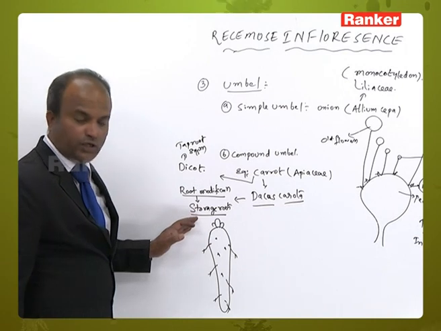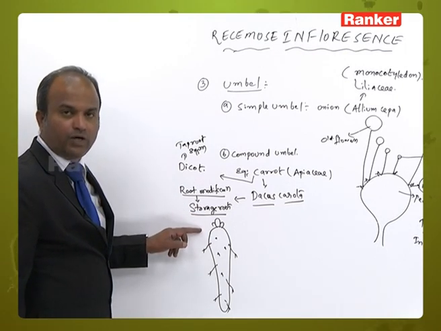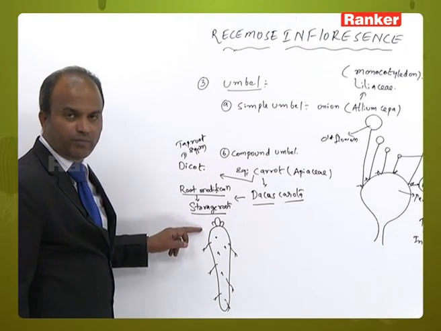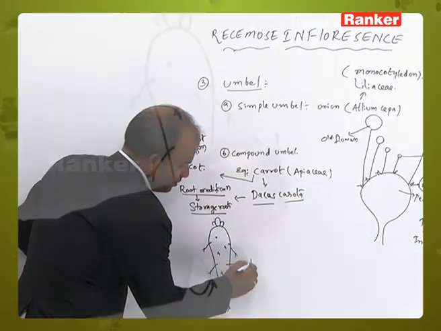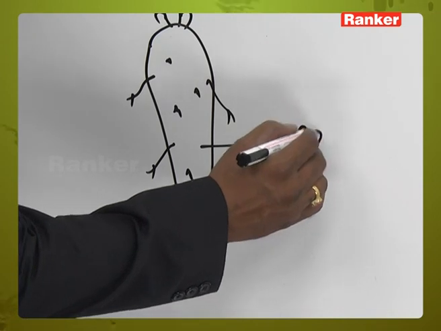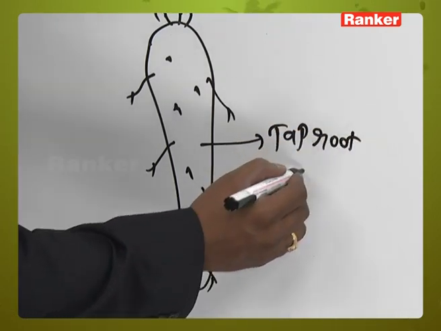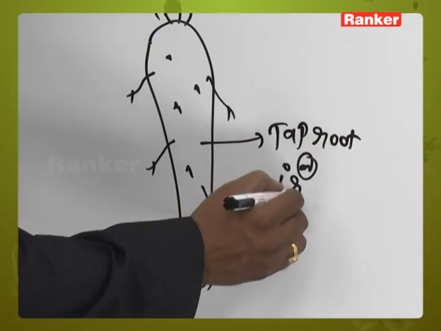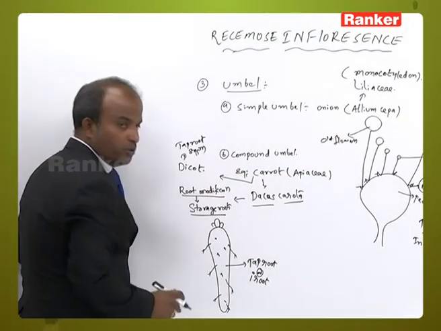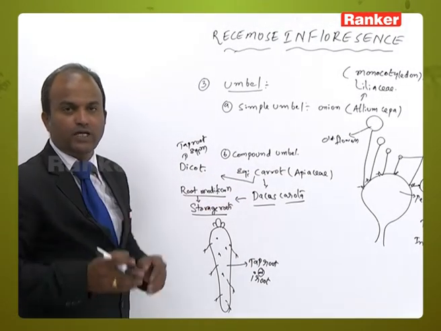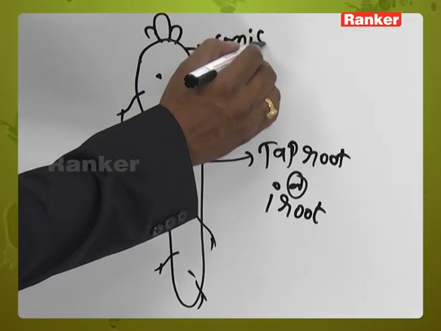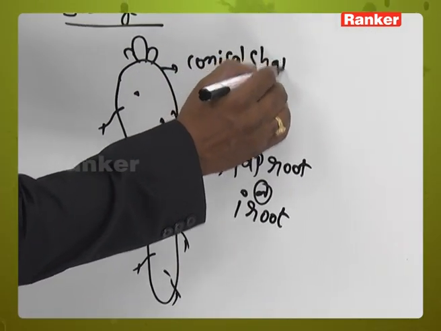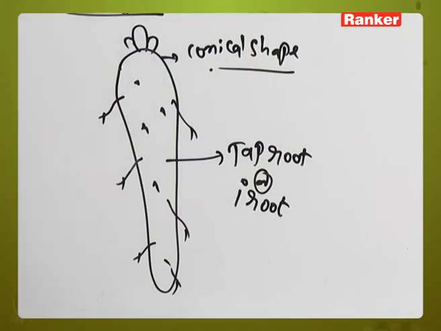Due to the storage of food material in the taproot of carrot, which is also called the primary root, this root gets bulged and attains a conical shape.